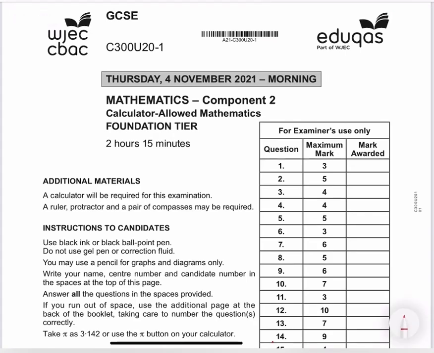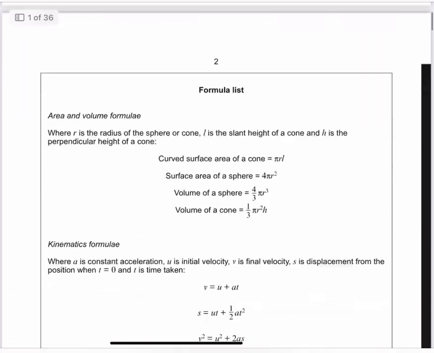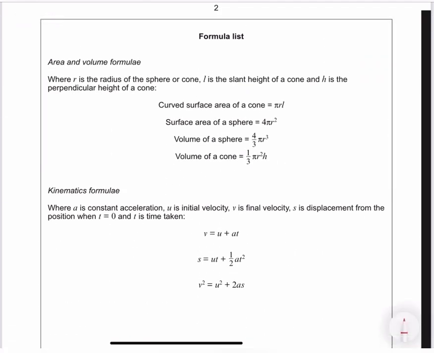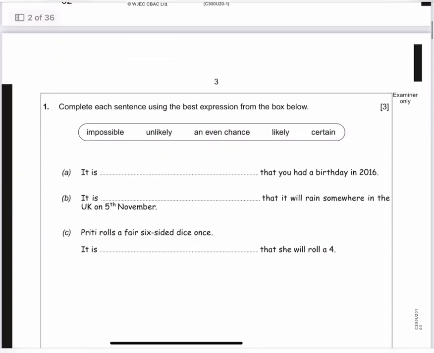Hi guys, this is GCSE Maths paper, Eduqas November 21, paper 2. This is a calculator paper and this is foundation tier. So the exam is 2 hours and 15 minutes. You've got 120 marks in this paper. To get grade 4, you need roughly to get half of the paper right.